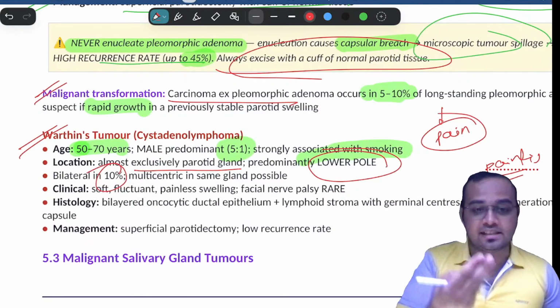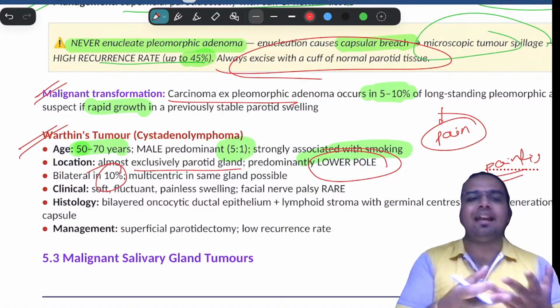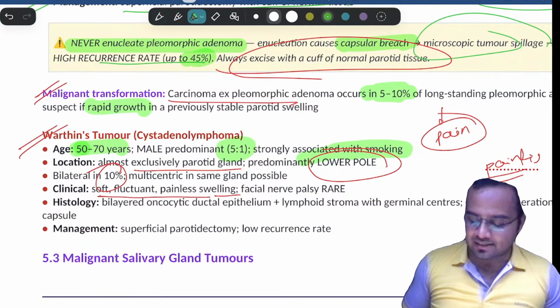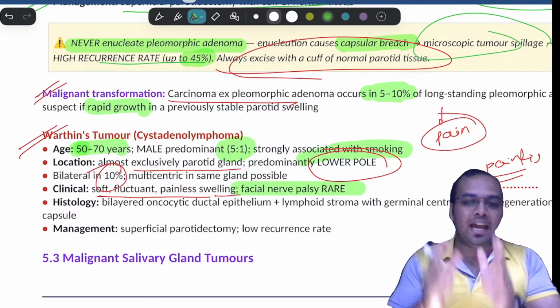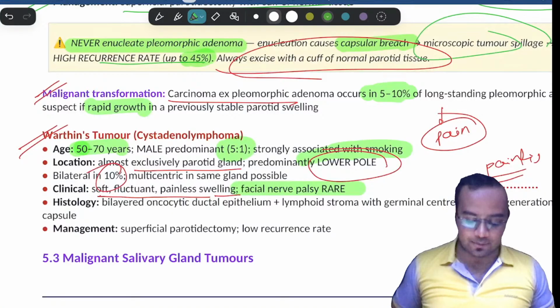So field cancerization we saw in the oral cavity. We read something under the name field cancerization, so because of this it can happen in any part. It is a soft, fluctuant and painless swelling, and again facial palsy is rare. So facial palsy almost points towards malignancy. Any patient with facial palsy with a parotid tumor is considered to be a malignancy unless otherwise proved.